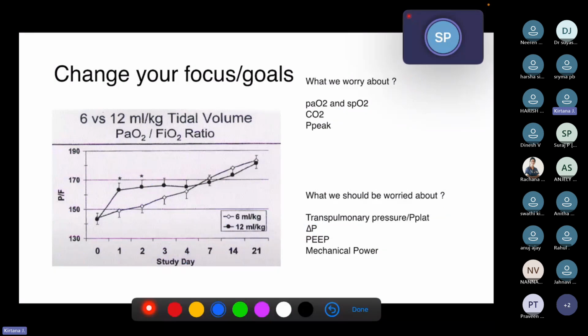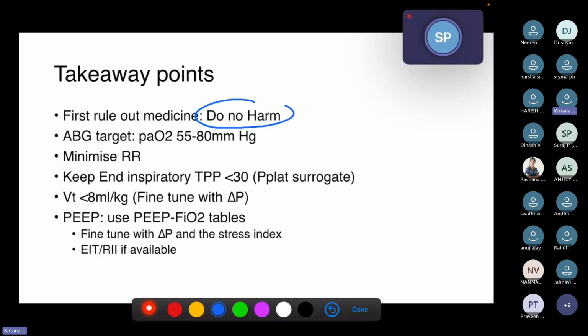So the takeaway points from my lecture would be the first rule of medicine is always do no harm. So if you are not aware about ventilator-induced lung injury and you're just ventilating your patients without applying your brains, just looking at values of PO2, PCO2, you are harming your patients and you are not following the first rule of medicine. Your ABG targets are very important.